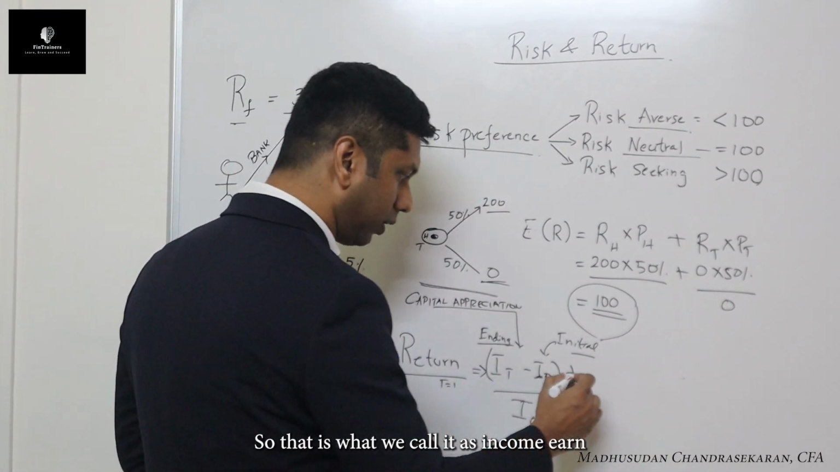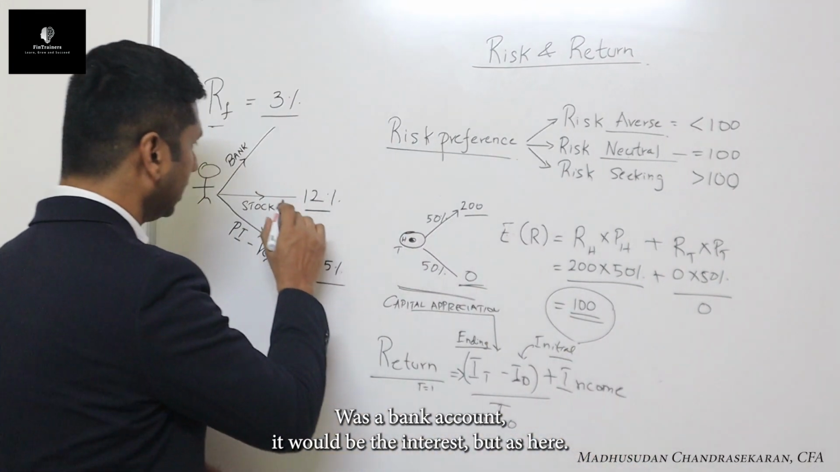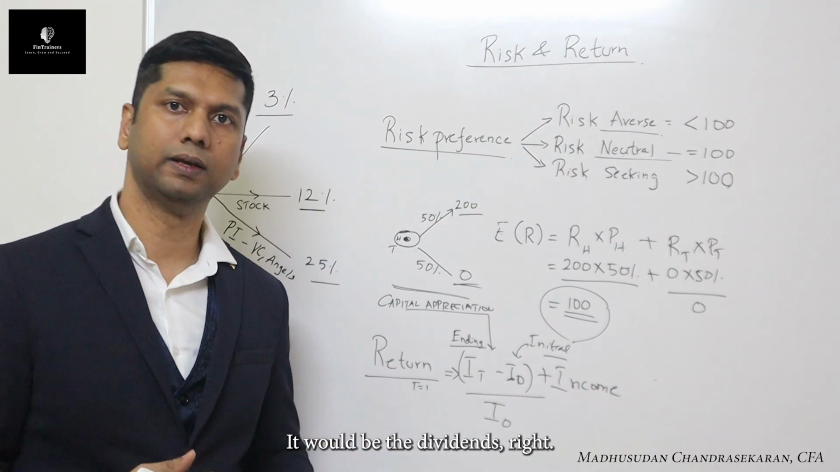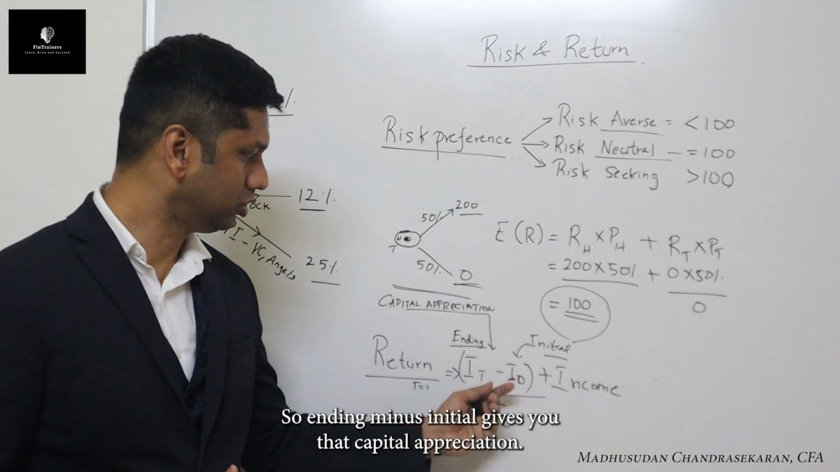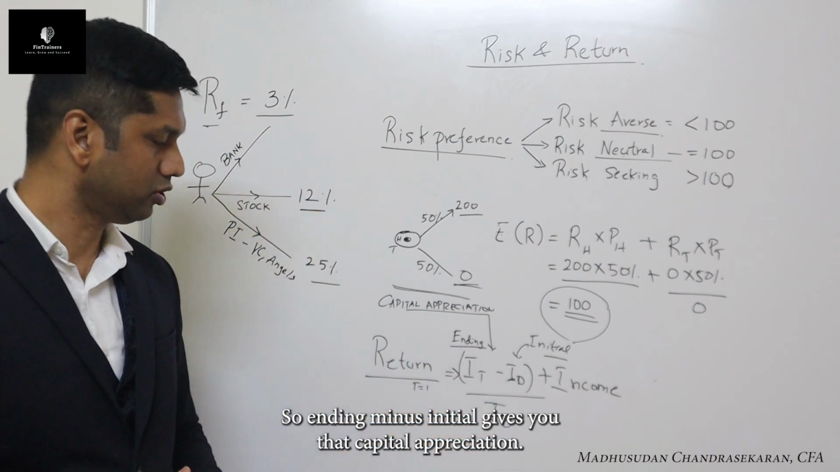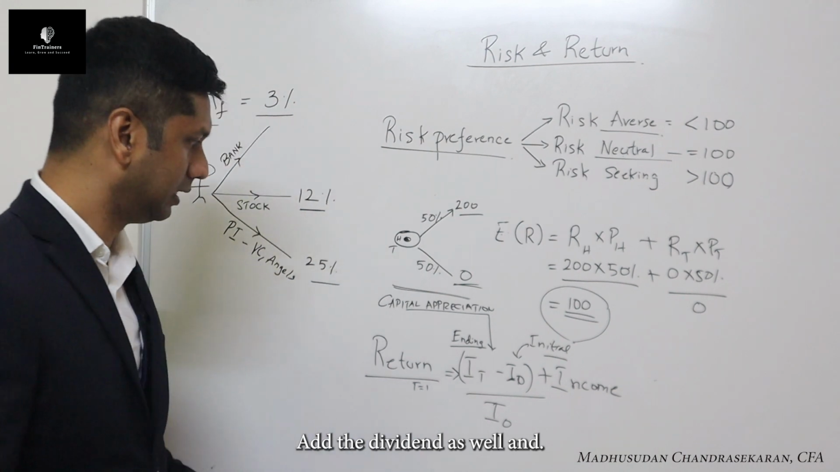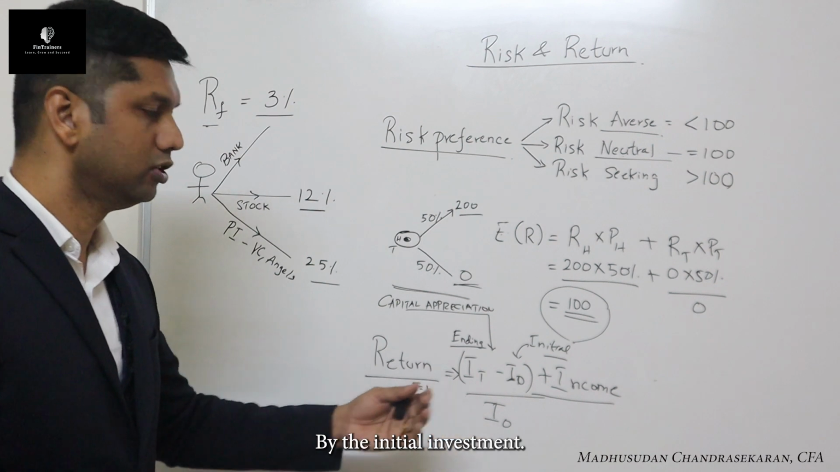So that is what we call income earned, right? If it was a bank account, it would be the interest, whereas here it would be the dividends. So ending minus initial gives you the capital appreciation, and then you add the dividend as well, and then you divide the entire thing by the initial investment.